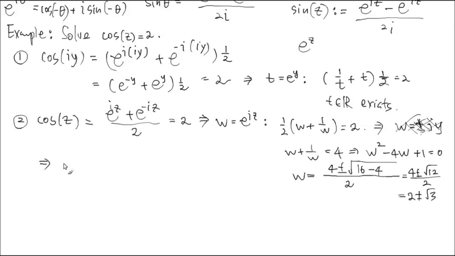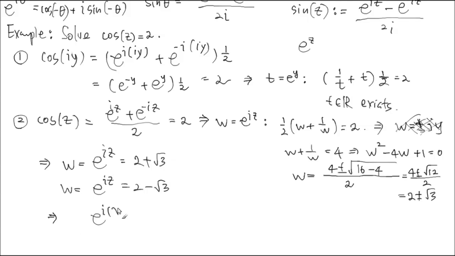W is supposed to be e to the iz. That's where the z is, right? So e to the iz is 2 plus root 3, or e to the iz is 2 minus root 3. Okay? Now we have to compare that, and it goes like this. We're going to solve e to the iz and figure out the real part and imaginary part. So that's e to the negative y plus ix.